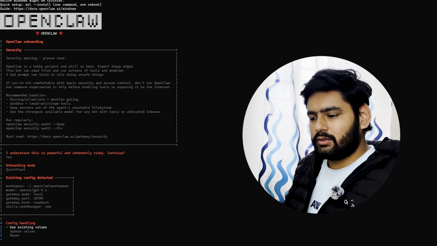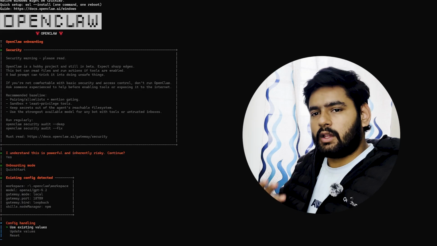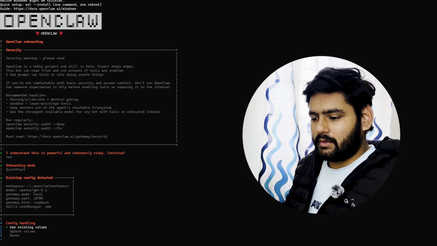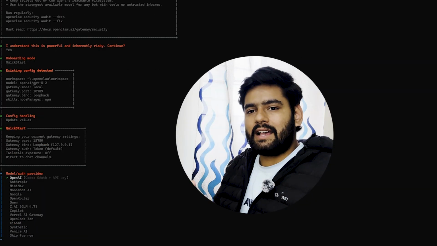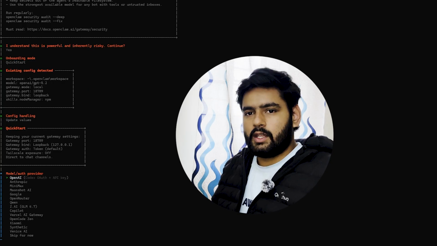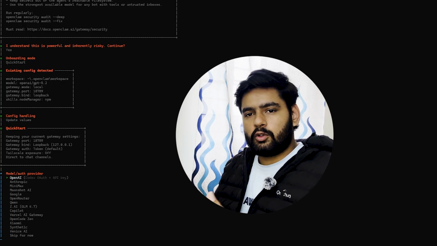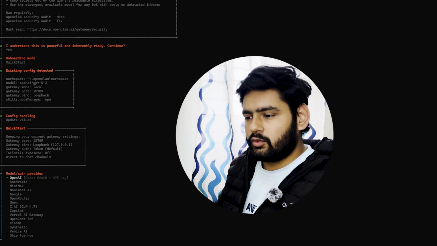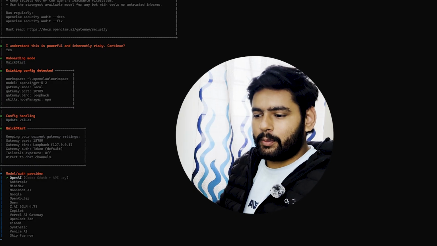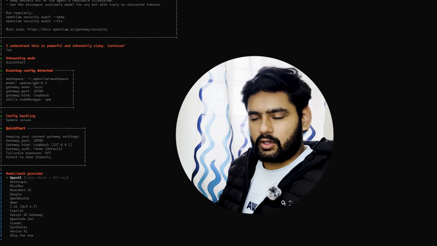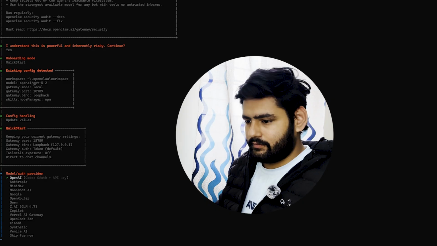Right now it's asking me about some existing configuration, because I already set it up earlier, but I will say update values. Then it will ask you which AI provider you want to use, because it will need AI API access to perform the tasks, right? The LLM which you want to use. There are a lot of options like OpenAI, Anthropic, Minimax, and a lot more. I'm going here with OpenAI.